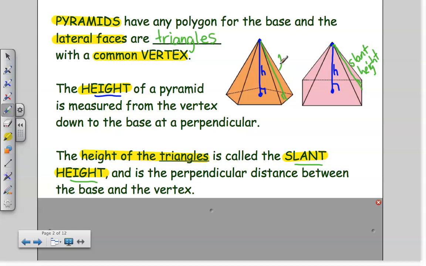By the way, slant height uses the letter L. Kind of weird, but we use the L instead of the S there. But slant height is the height of the triangles. It goes at a right angle to the actual edge of the base.